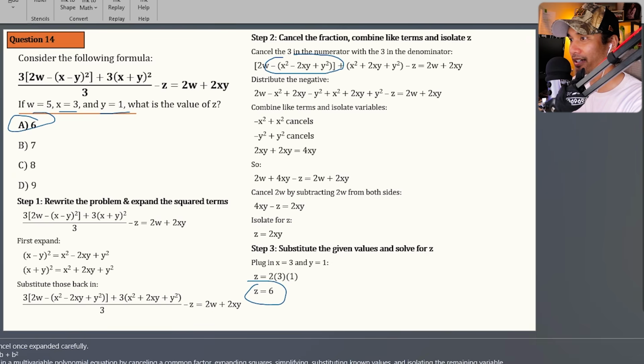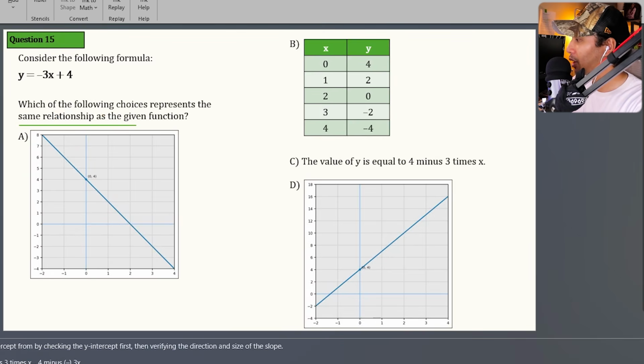So question number 15. We are almost halfway there, guys. Halfway there. Consider the following formula: y equals negative 3x plus 4.